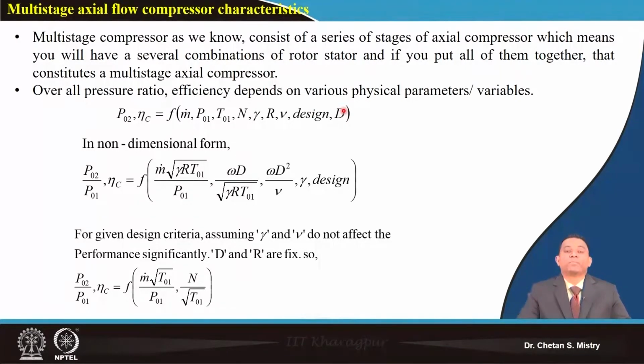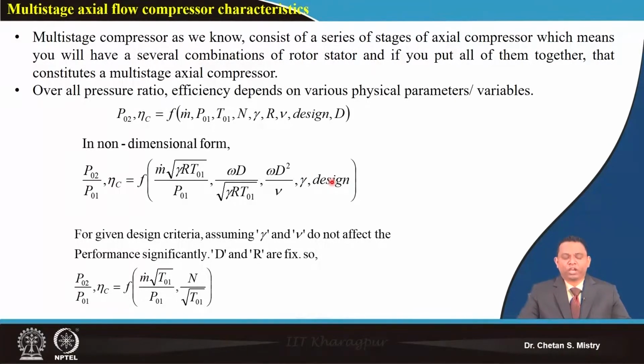So by using our Buckingham pi theorem, we simplify and form this into non-dimensional form. It says my pressure ratio and efficiency are a function of the mass flow rate parameter, m dot square root of gamma R T01 divided by P01, the speed parameter, omega D divided by square root of gamma R T01, and omega D squared by nu. Then there is the specific heat ratio and the design parameters.